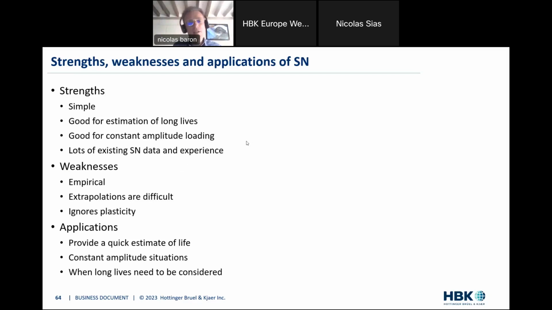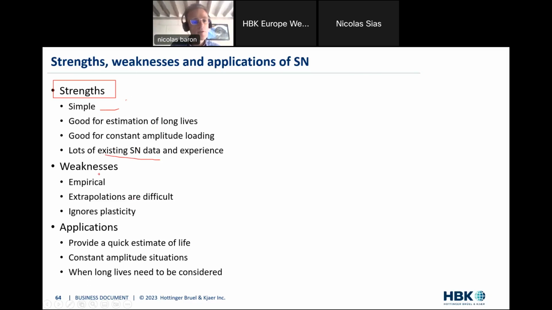Strengths, weaknesses, and applications of the SN, the stress life methodology. Strengths, so the strong points of these methods, let's start with those. It's simple, yes, that's true, and it's been used for decades now, really more than 100 years. So it's very well known also, so there is a lot of existing SN data and experience, very used by most practitioners in the field of fatigue. It's good for the case of long lives, so when you are in a high cycle regime, that's fine. It's good for constant amplitude loading. So a lot of trends explain why you would choose the SN approach for making your life calculation.